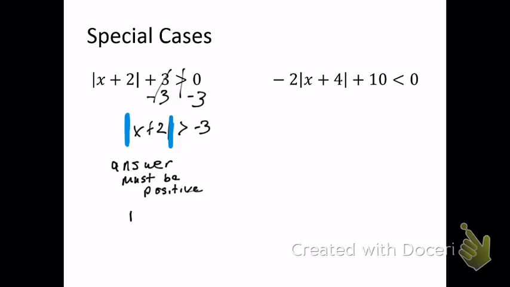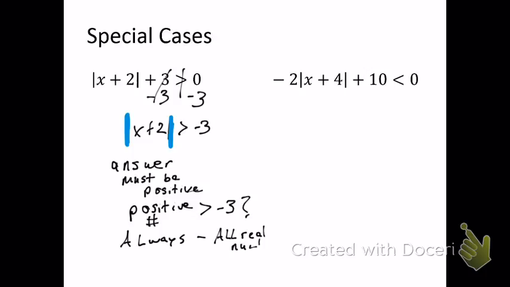So if I have a positive number, when is a positive number greater than -3? Well, that's going to be always. A positive number is always bigger than a negative. So in this case, our solution would be all real numbers, because no matter what, it's going to be larger than the other side. And our number line, the whole thing's going to be colored in.